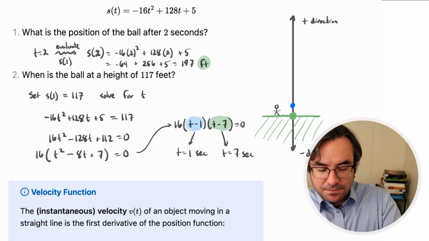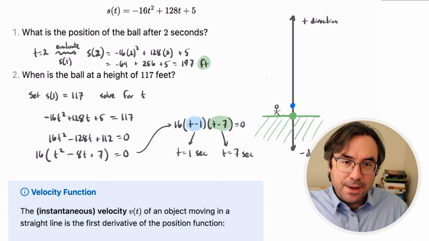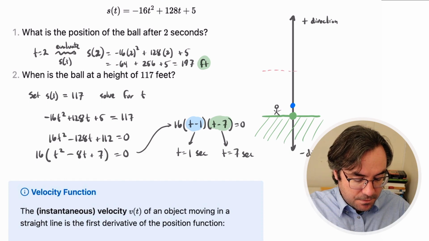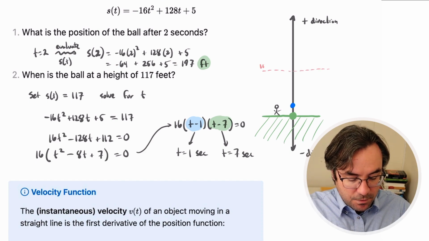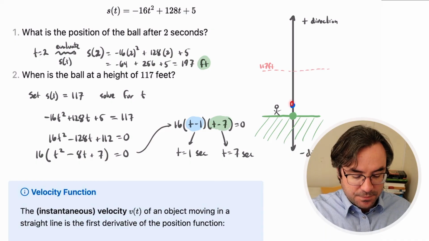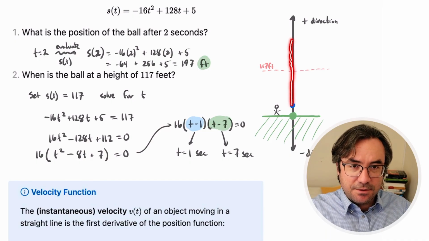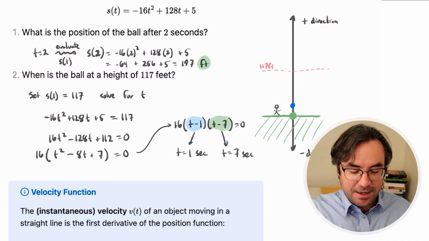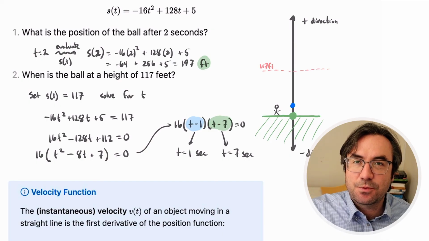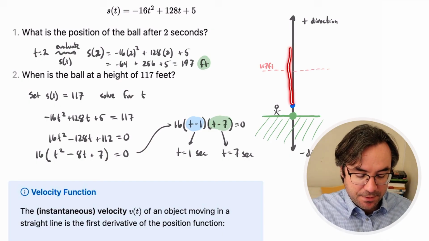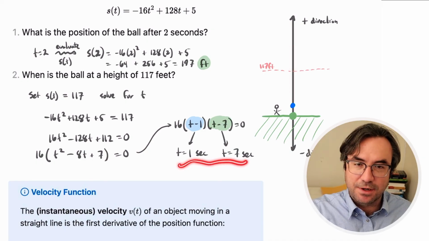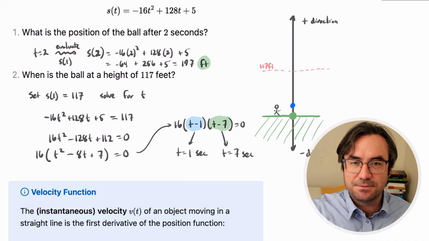And this should seem plausible. If we go back over to our diagram, let's say this is our 117-foot line here. When we throw the ball up, it's going up, up, up, slows down, stops, and then it starts to fall back down. So it's going to cross that threshold twice, once on the way up, and once on the way down. So it makes sense that we're getting these 2 different t values.